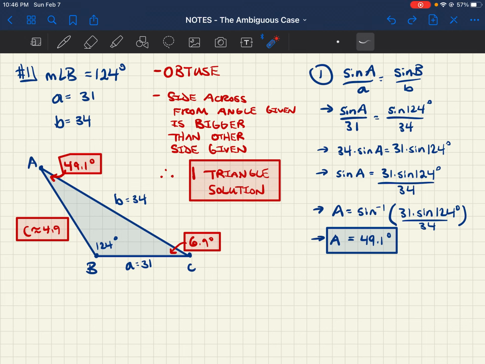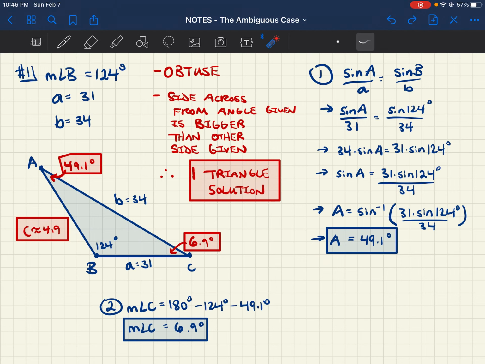Plug that into a calculator, make sure your calculator is set to degrees, and you will get the angle A is approximately 49.1 degrees. Okay, so what next? Well, now that we know angle A, and we already knew angle B, then we can find angle C. We know that the angles of a triangle add up to 180, so angle C is 180 degrees minus angle A and angle B. And that's going to give us that the measure of angle C is 6.9 degrees.